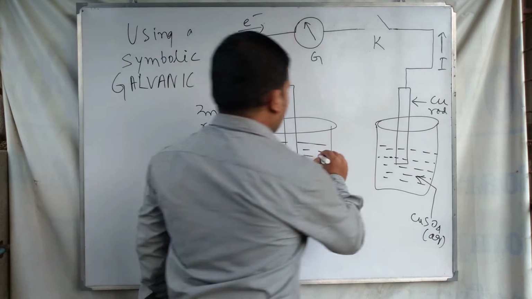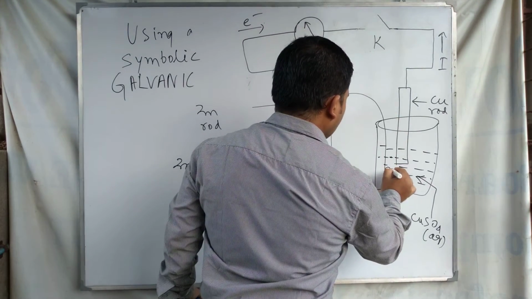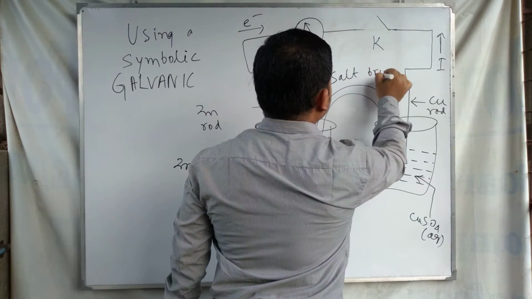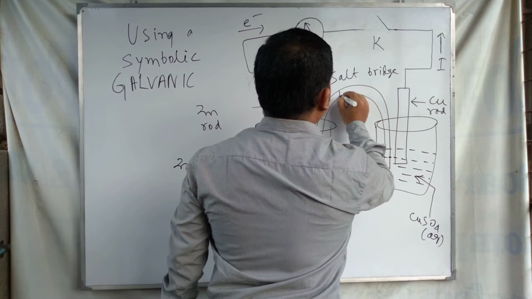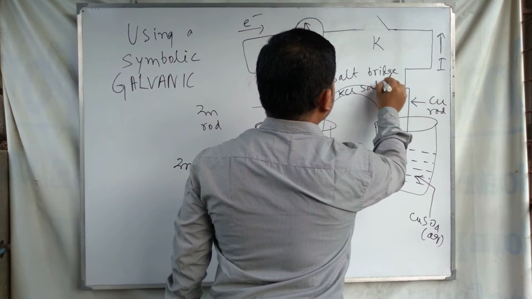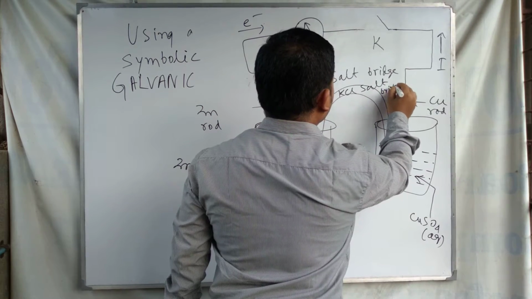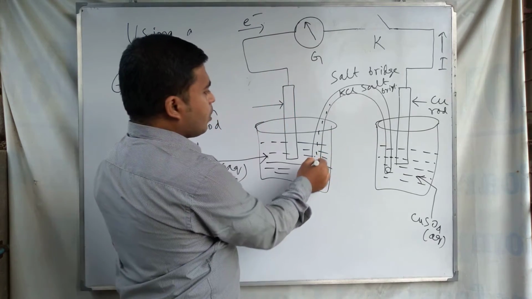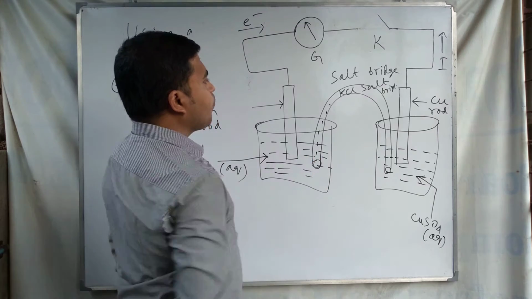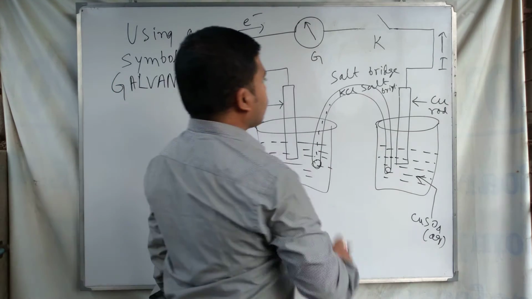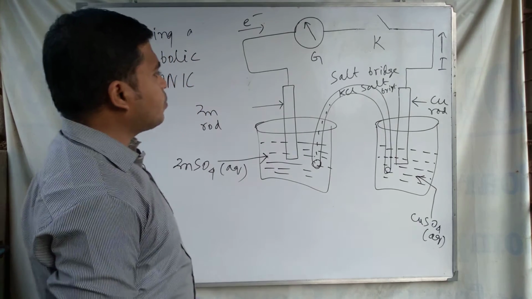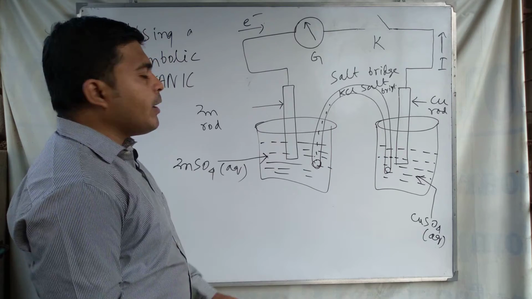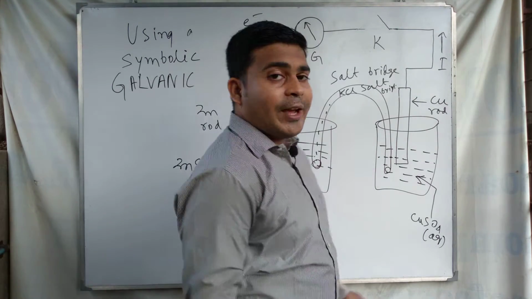In this case we use a U-shaped tube, this one, which is called a salt bridge, and it is a KCl salt bridge. In this salt bridge, a porous plug is in the mouth of this U-shaped tube. So this one is called a salt bridge, and the salt bridge connects the two beakers. In this way we can represent a galvanic cell, which is also called the Daniell cell.